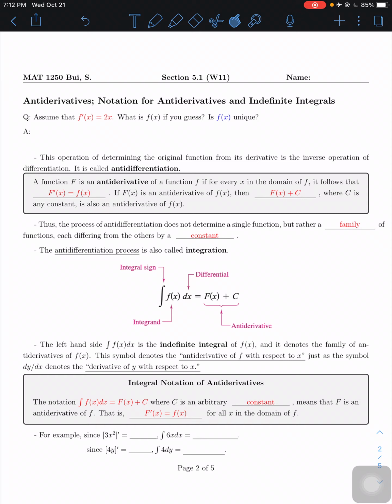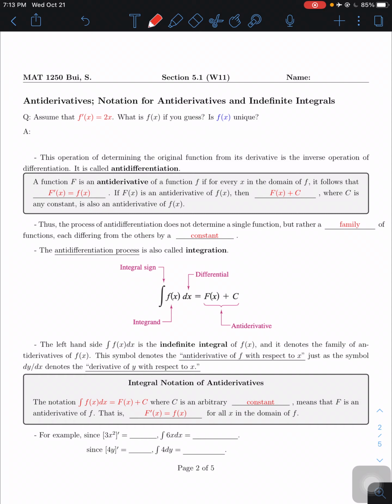As a warm-up, let me give you a question. Say we have a derivative equal to 2x, right? Then what would be the original function, if you were to guess? And is that unique? Are there more than one function that gives the derivative of 2x? Well, let's think about it. What kind of function will give you 2x when you take the derivative?